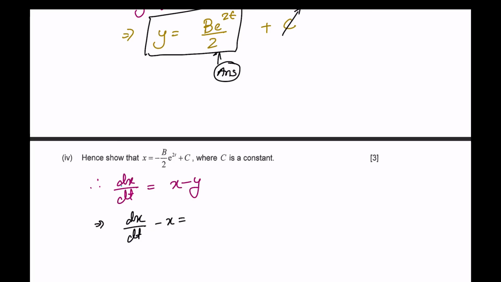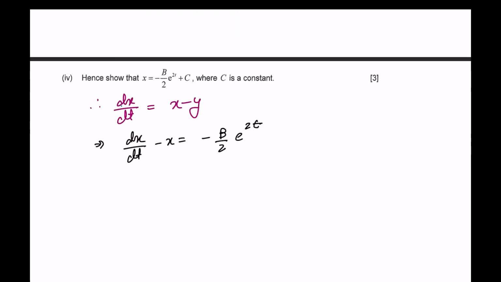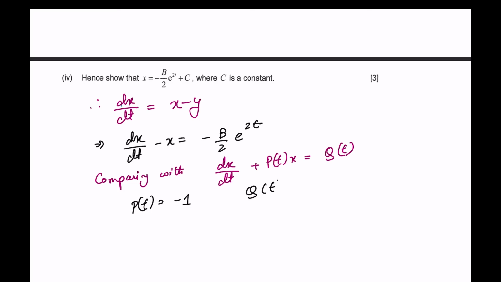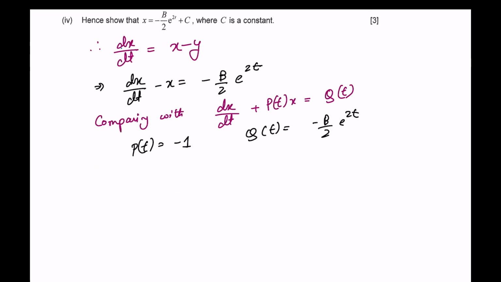This will be equal to minus b by 2 e to the power of 2t. Again, you can see this is a linear differential equation. So comparing with dx by dt plus p of t x is equal to q of t, we just found that p(t) is again minus 1, and q(t) this time is minus b by 2 e to the power of 2t. Now more or less the problem is done.